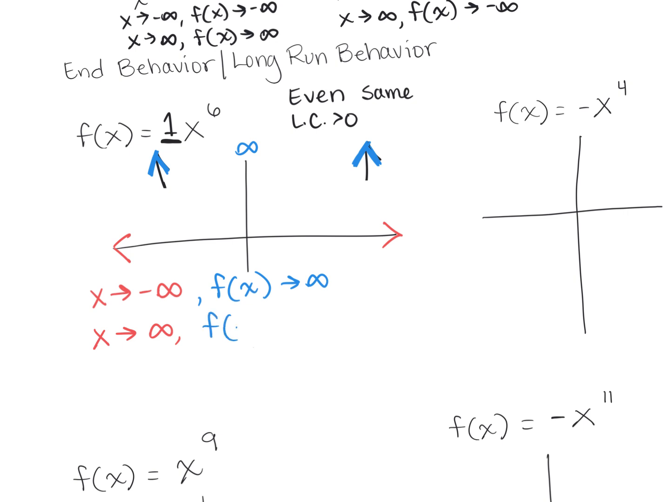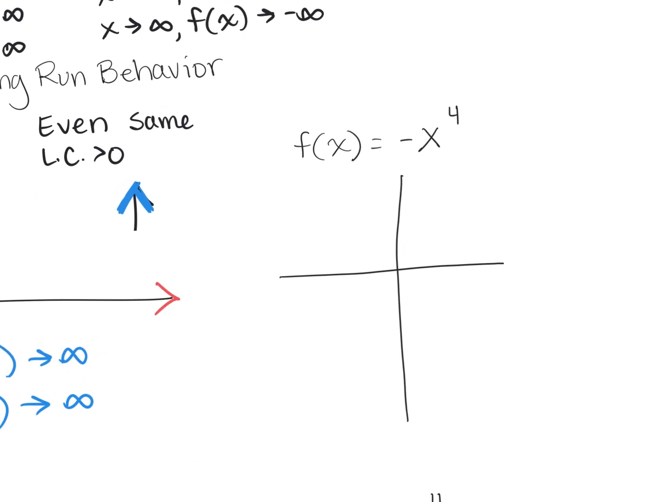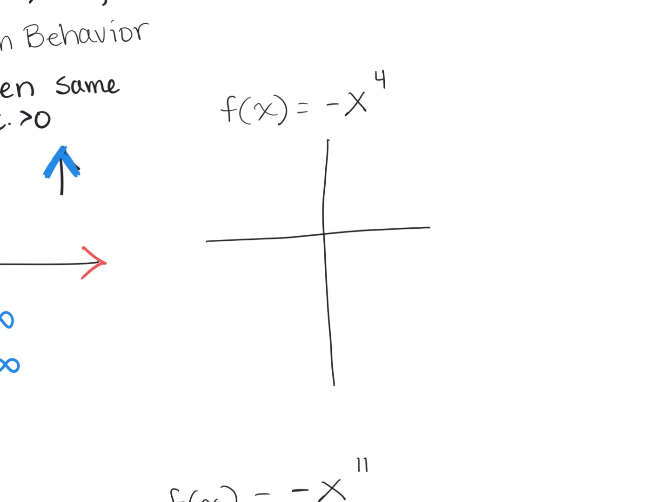So f of x is also going to the positive infinity direction. All right, so let's go across. So we have f of x is equal to negative x to the 4th. So again, I'm making those two determinations.